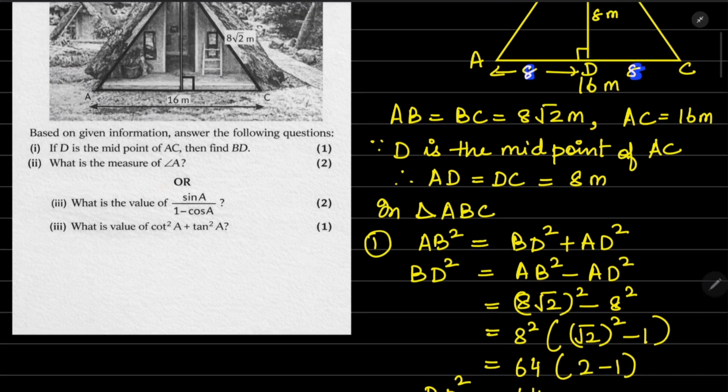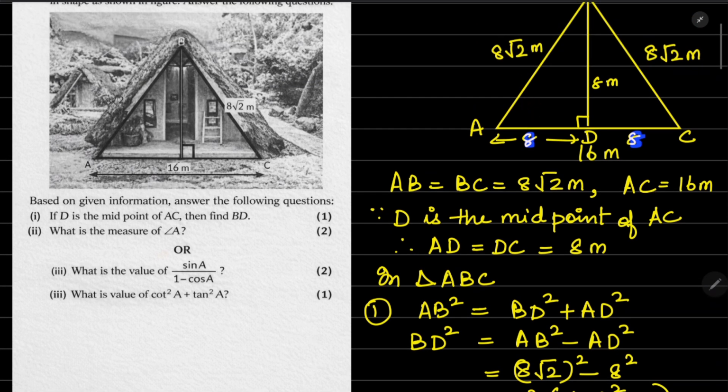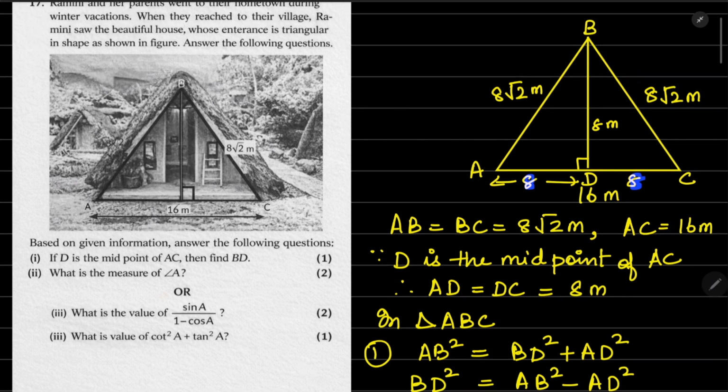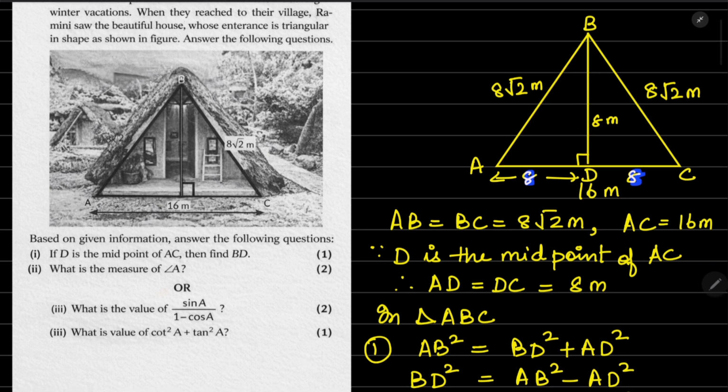For the second part, what is the measure of angle A? You have to find angle A. In the same triangle ABD, since this is the reference angle A, this is what is asked. So you can apply sine A. Sine A is nothing but perpendicular by hypotenuse. If this is your right angle triangle, this is your hypotenuse, and sine theta is equal to perpendicular by hypotenuse. So sine A is equal to perpendicular BD by AB, P by H.